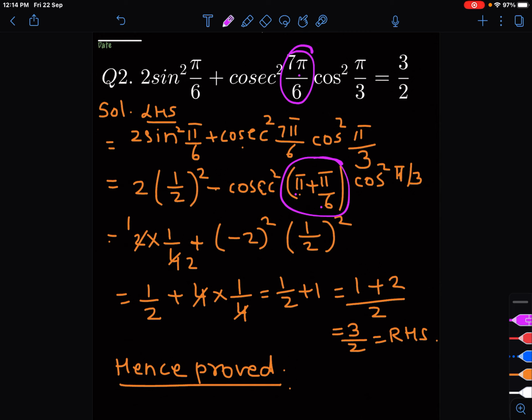And the value of cosec will be negative in the third quadrant, because after pi plus pi by 6, this will become the third quadrant. Plus will come this side, so that is the anti-clockwise side. Now we are getting the value, so LHS is equal to RHS now.